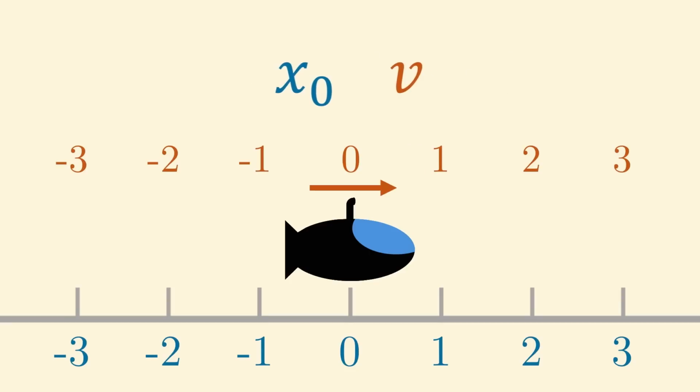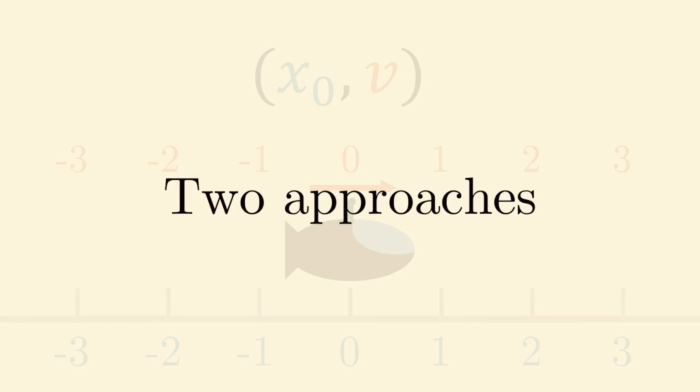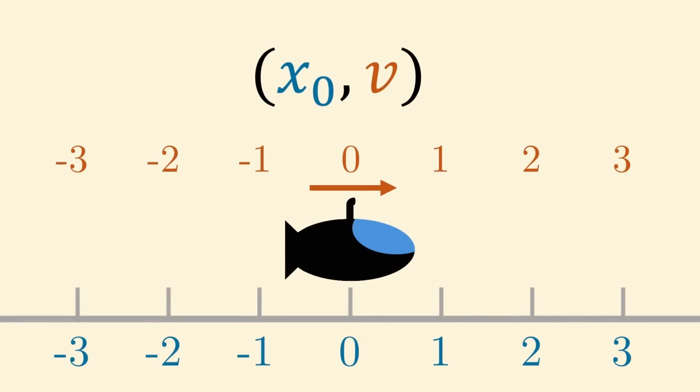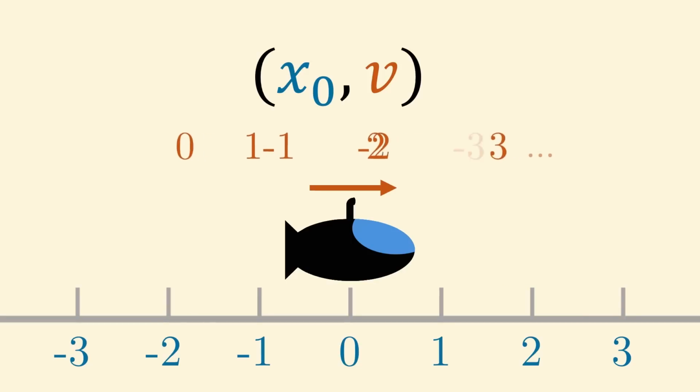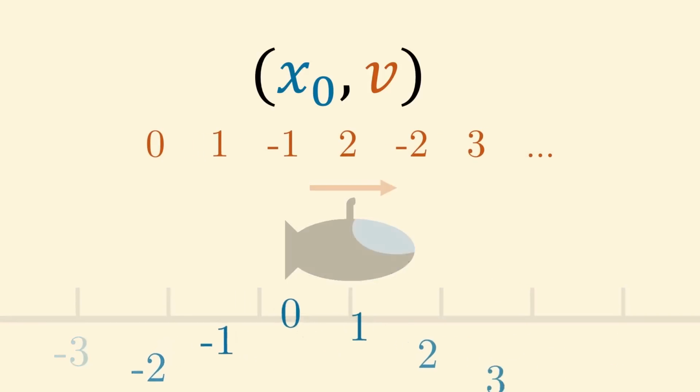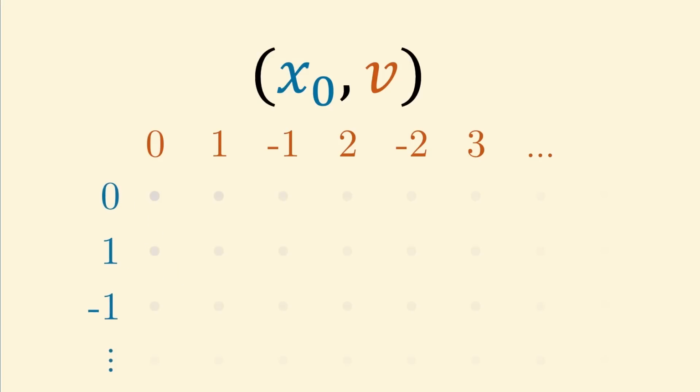But how can we systematically search through all possible pairs of starting position and velocity? I'll actually show you two different approaches to this. First, remember our alternating pattern? Let's take two copies of that and create a grid. One list for x0 and one for v. In this grid, every point represents a combination of x0 and v. Importantly, every possible combination of x0 and v is in this grid.